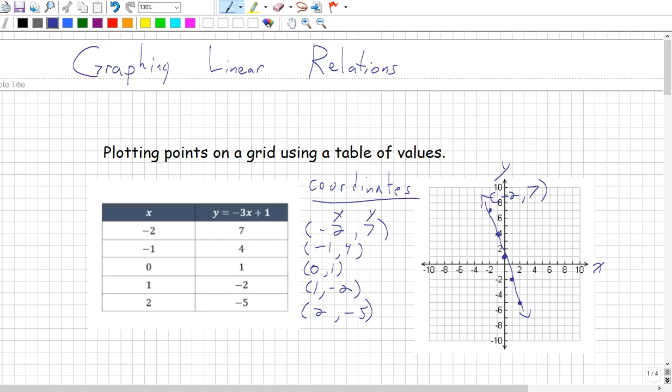But just note how we got these values. This time it was given to us: the values for x and the equation, and then the values for y. But how do we convert those to coordinate points and then write those on our graph? Okay, so we have a table of values, which gave us the coordinate points, which give us the graph.